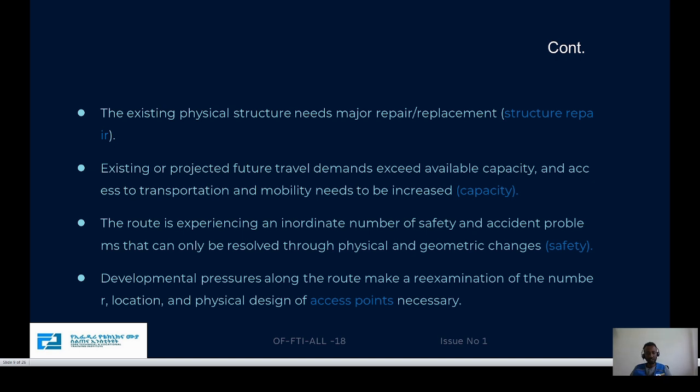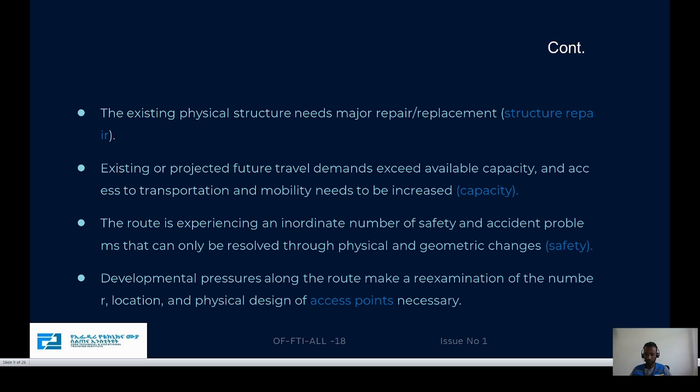The existing physical structure needs major repair or replacement, which is related to structural repair. The projected future travel demand exceeds the available capacity. It is more congested and it is difficult for mobility, so it is related to capacity, and also related to safety.